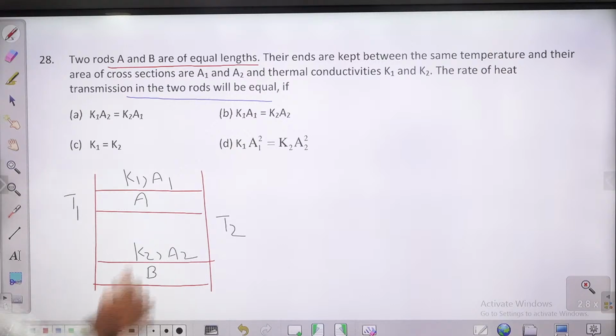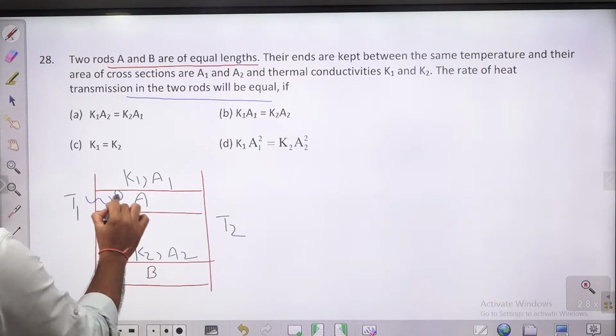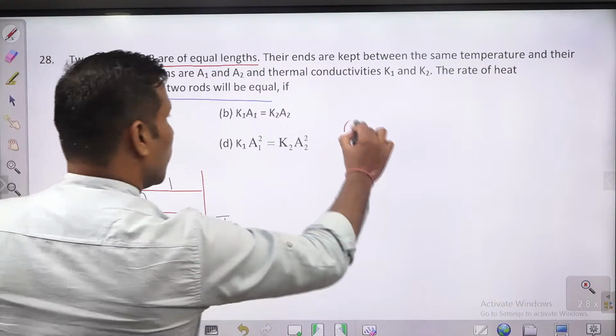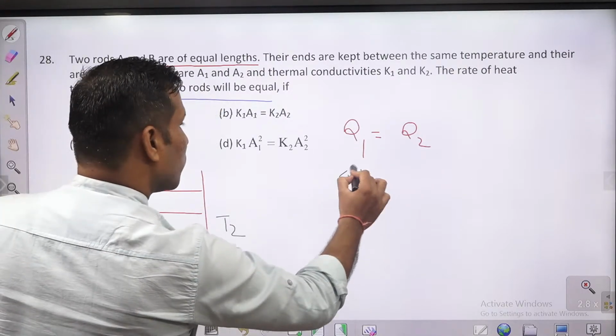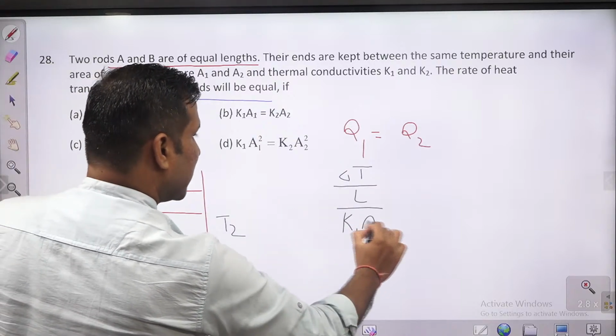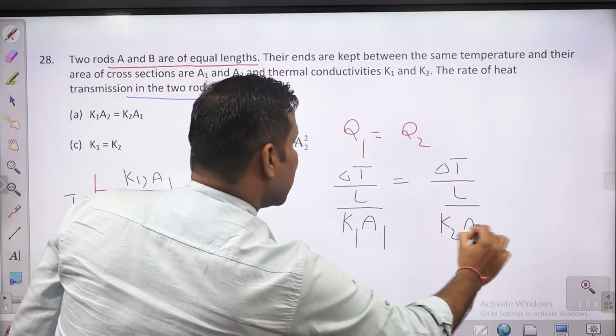When will it be equal? When will the rate of heat transfer be the same, guys? In which case the heat transfer will be same? When K1A2 equal to K2A1, K1A1 equal to K2A2, K1 equal to K2, K1A1 square equal to K2A2 square. Guys, he is saying whatever is the heat transfer through this Q1, the same heat transfer is taking place through this, means Q1 equal to Q2. So Q1, Q2 is nothing but temperature drop across this. Temperature drop is same, divided by length is also same, conductivity is different, area is different. This is also in temperature difference same, length same, conductivity is different, area is different.